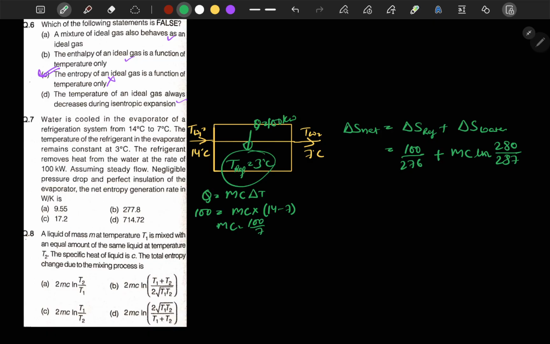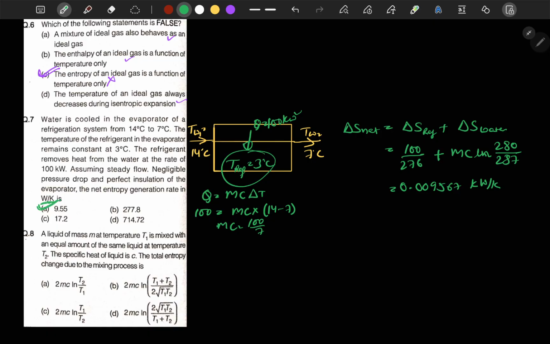Okay, now if we add the value of 100 divided by 276, and the value of the water term, we get 0.009567 kilojoule per Kelvin. Now the options are given in watt per Kelvin. Sorry, it should be kilowatt, because all terms are in kilowatt. Kilowatt per Kelvin, so we get the value of 9.55. Okay, option A is correct.